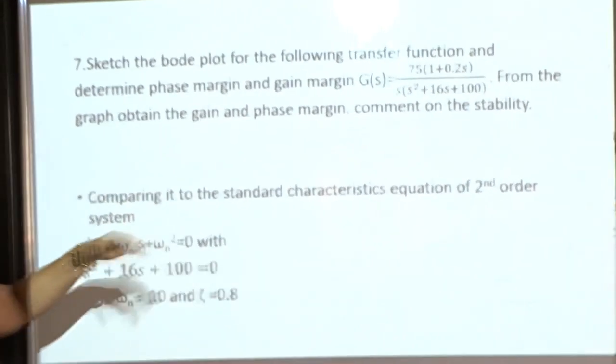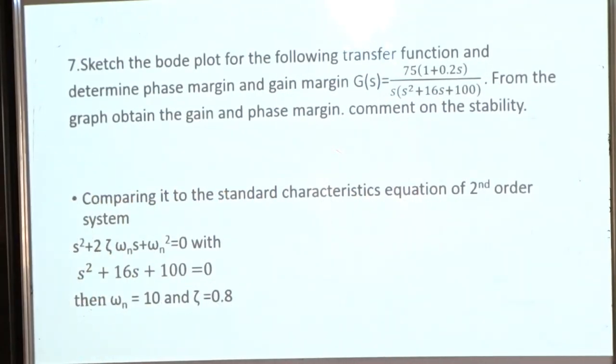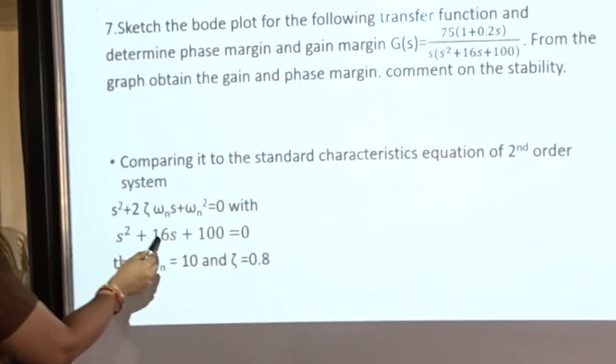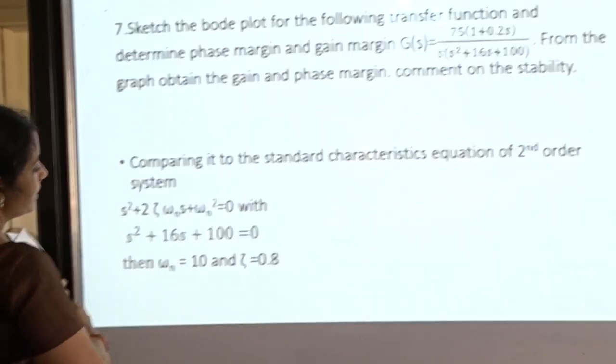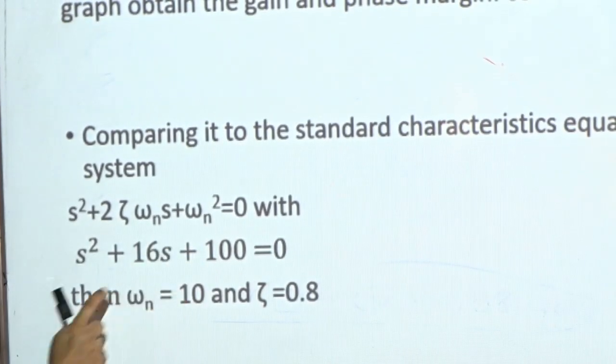Now, this s square plus 16s plus 100 has to be compared with the standard characteristic equation, that is s square plus 2 zeta omega n s plus omega n whole square equal to 0. When we compare these two, we get omega n squared is 100, so omega n is 10.